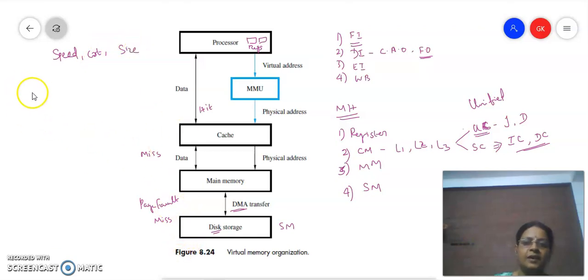Suppose the first level is the registers, then we have the cache memory, then we have the main memory, then we have the secondary memory. If I organize the different levels in this direction, then if I go towards the CPU, from the farthest level to the innermost level, the speed is going to increase. That means the speed of the disk storage is going to be less when compared to the speed of the cache or the registers. So as we go nearer to the CPU, the speed will be more.